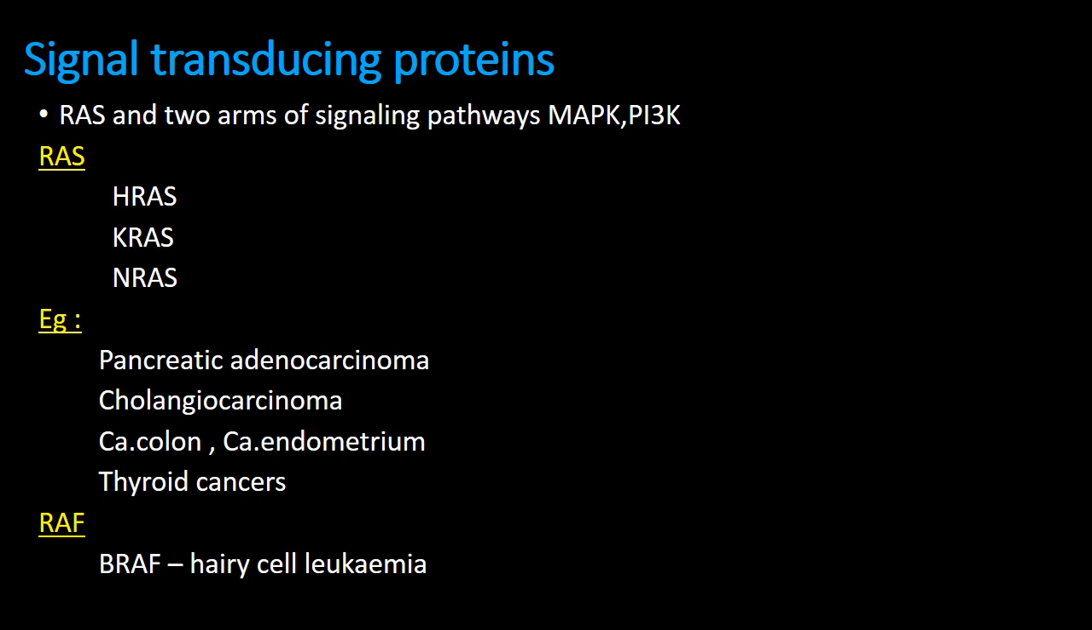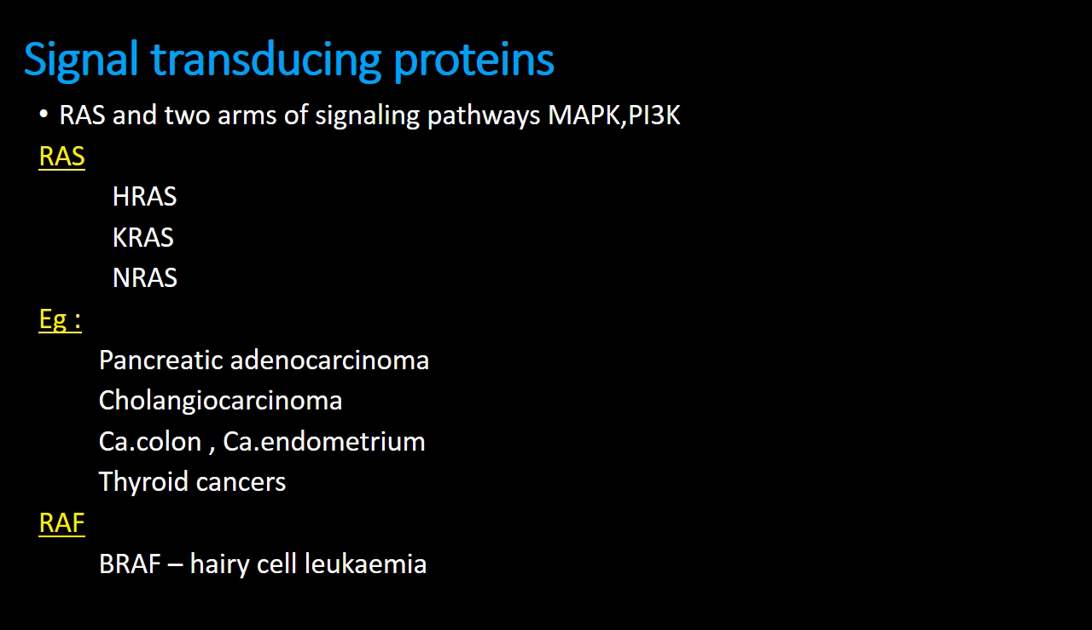Once there are mutations affecting these signal transduction molecules, they are constitutively active, of course, right? So the cell will continuously receive a signal to proliferate further and further, and the cell cycle keeps on going. The best examples for this type of cancer are pancreatic adenocarcinoma, cholangiocarcinoma, carcinoma colon, carcinoma endometrium, and thyroid cancers. In all these cancers, the signal transduction molecule that undergoes mutation is RAS. There is one more signal transduction molecule called RAF, which is mutated in hairy cell leukemia.